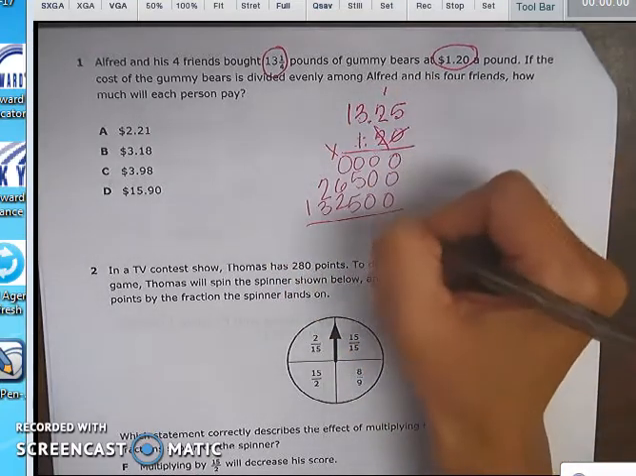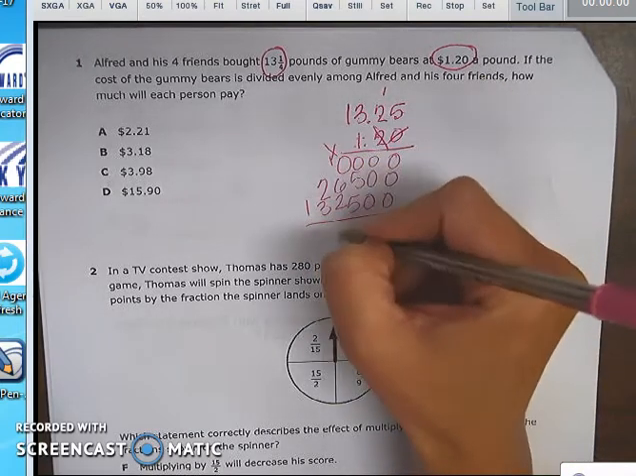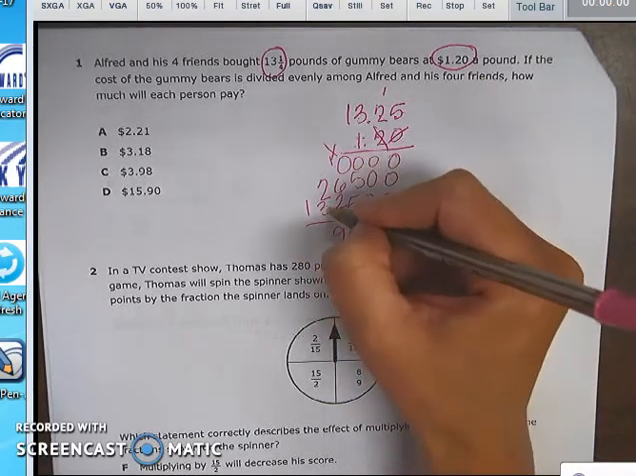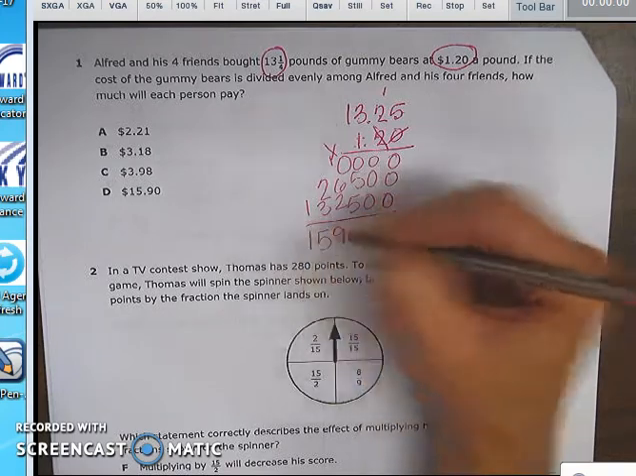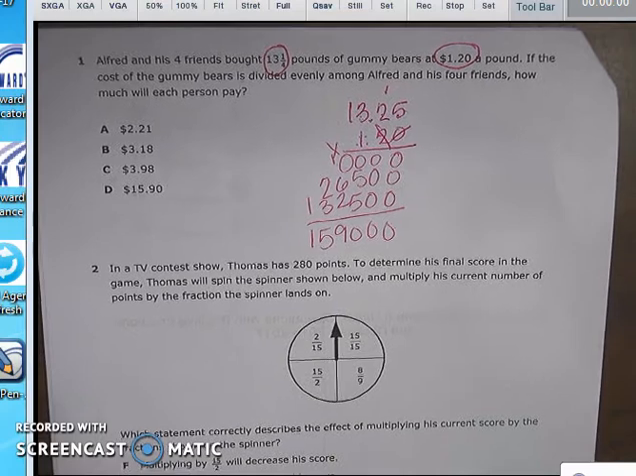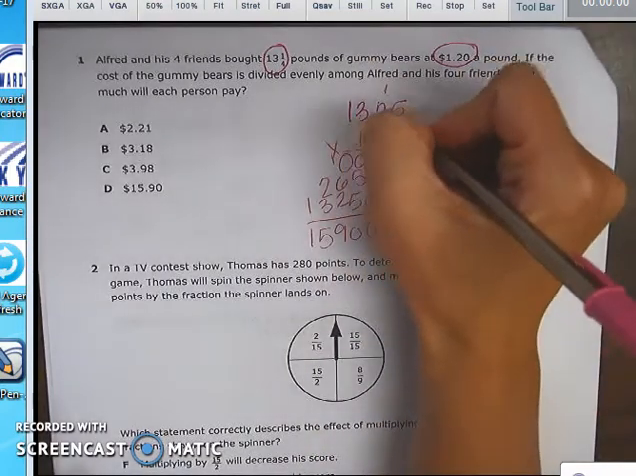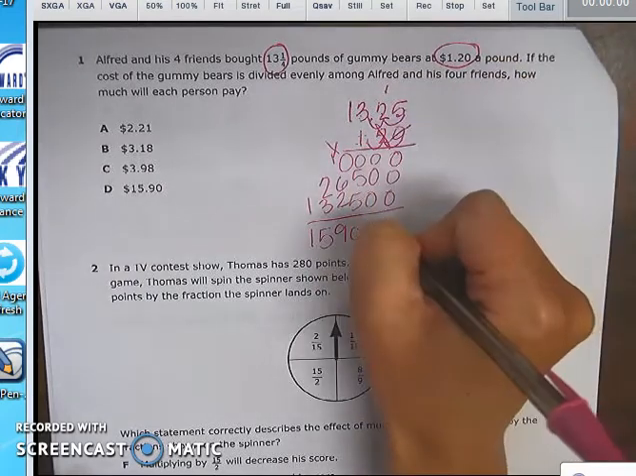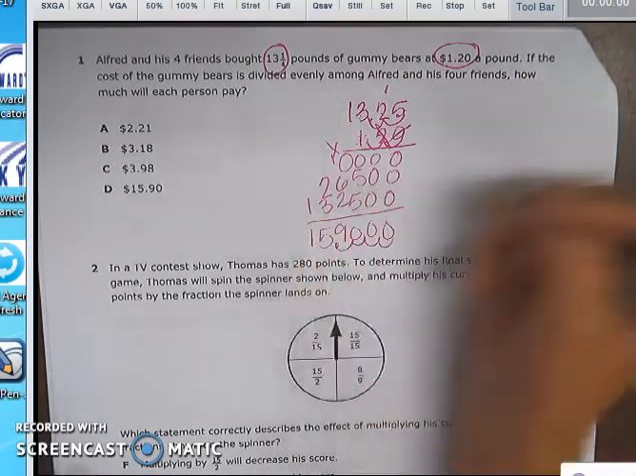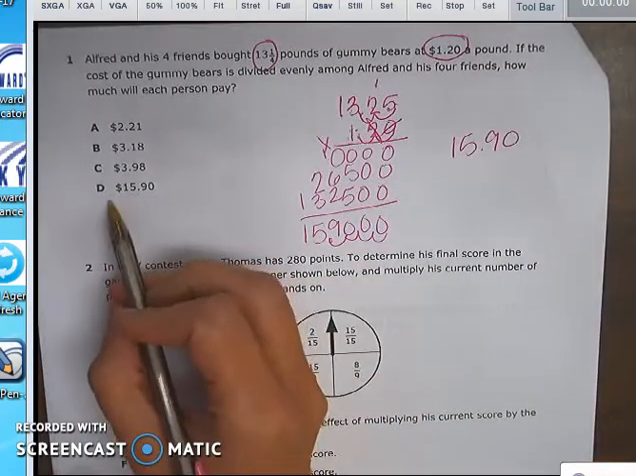Add it all up. 0, 0, 0, 1, 6, 7, 8, 9, 5, 1. 159,900. No, that doesn't make any sense. This is money. Count your decimals. 1, 2, 3, 4. So they spent $15.90. And look, here's an answer.